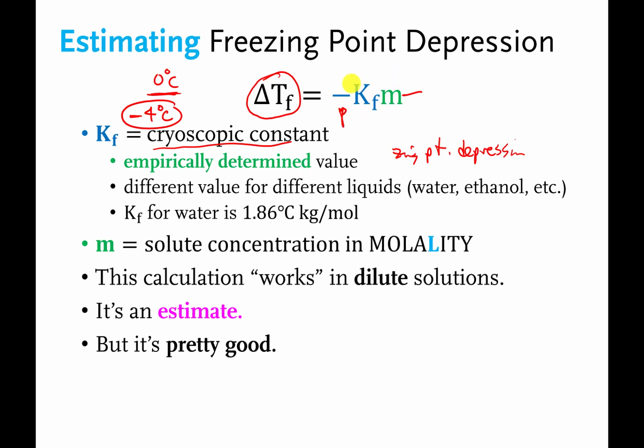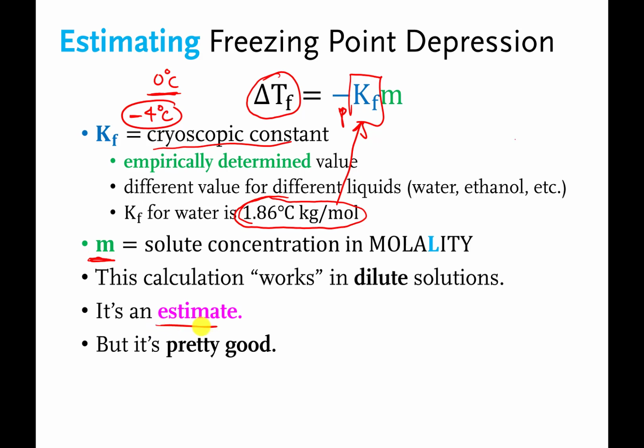And it'll be a different number for different liquids again, and I don't expect you to know what those numbers are, because I certainly don't remember what they are. In case you care, this is the freezing point depression constant for water, but it'll be a different number for other liquids. And m, this little m here, is molality again. And again, just to emphasize, this equation is an estimate, but it works reasonably well for a lot of different liquids and a lot of different things that you dissolve.